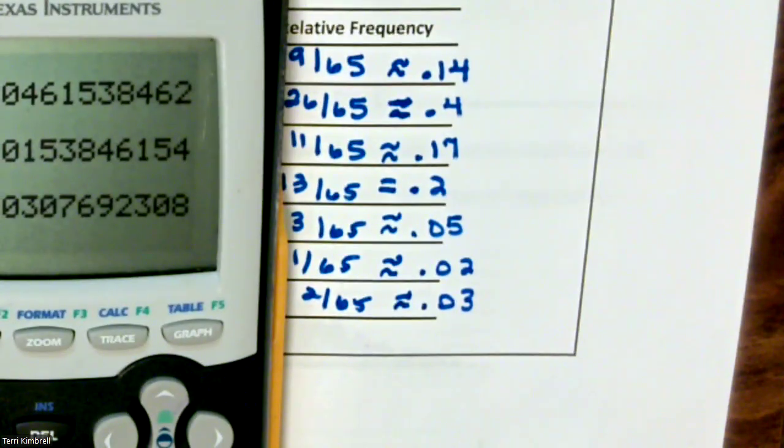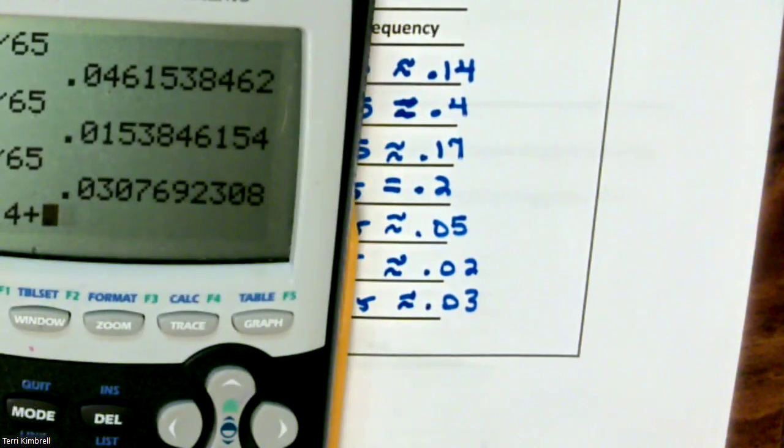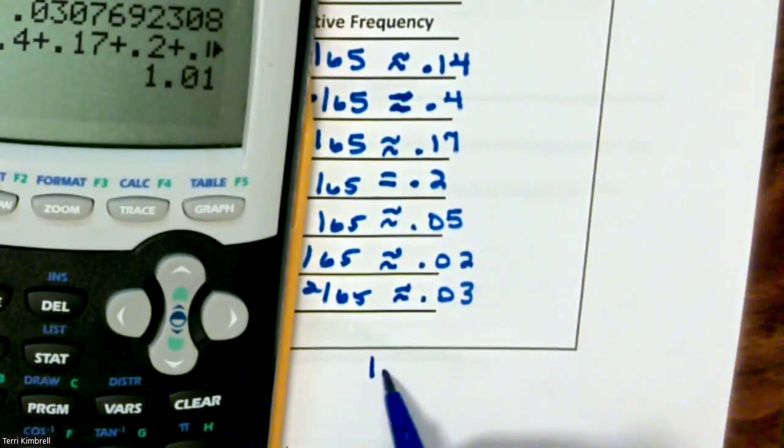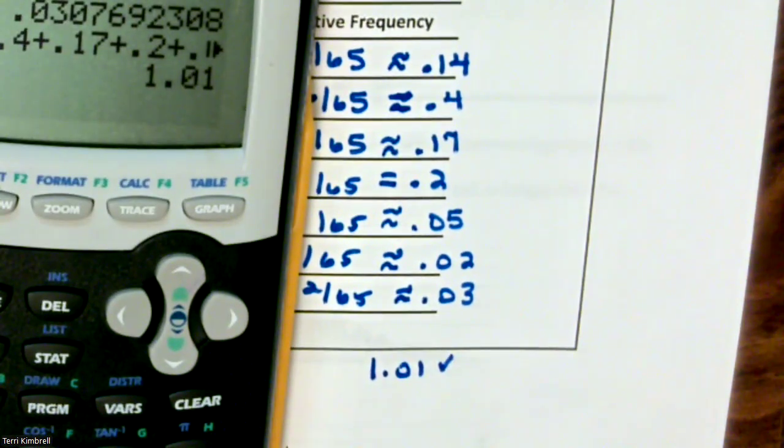Now, if you recall, we're going to add these up. So I'm going to take all those decimals that I've rounded. Since I've rounded, it probably won't be exactly 1. It could be, but it needs to be close to 1. So you can see it's a little bit off. So it's around 1.01. Okay, that's still pretty close, and that's due to rounding error.